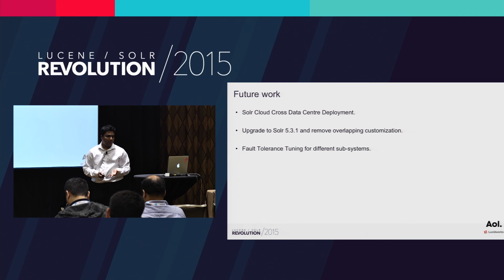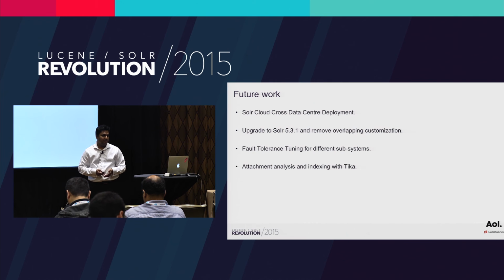The next thing we want to start doing is fault tolerance tuning for different systems. As you can see, our architecture has changed. We are not just going to be doing it for mail; we are going to do it for different subsystems. So we want to start tuning timeouts and Hystrix configurations for each of them.